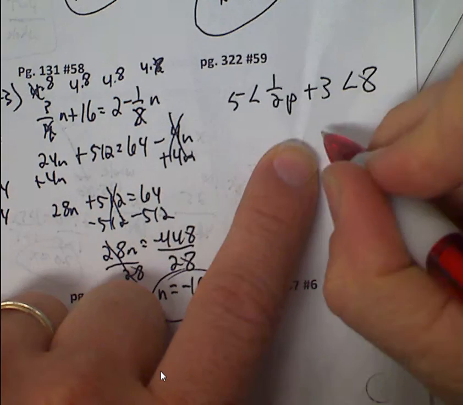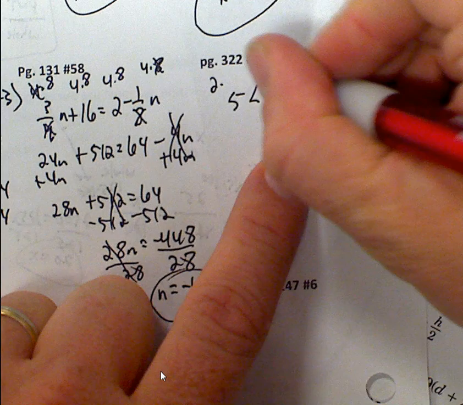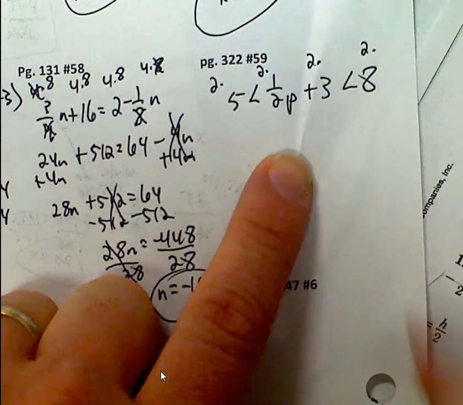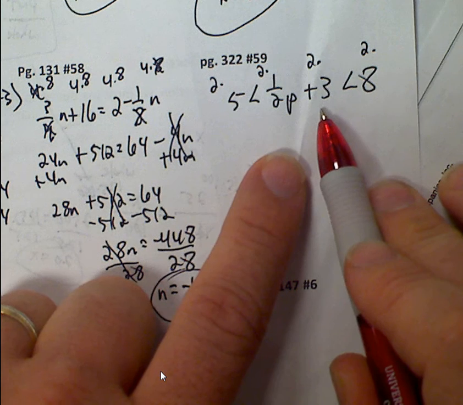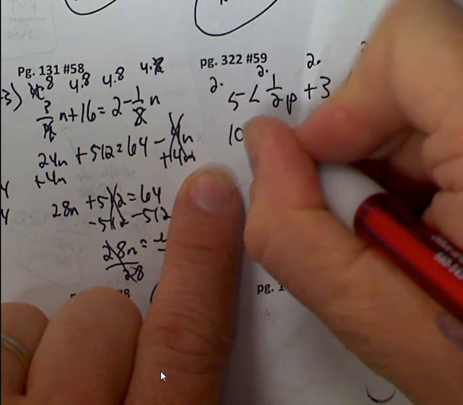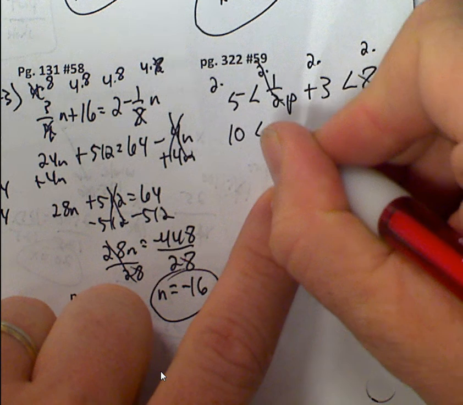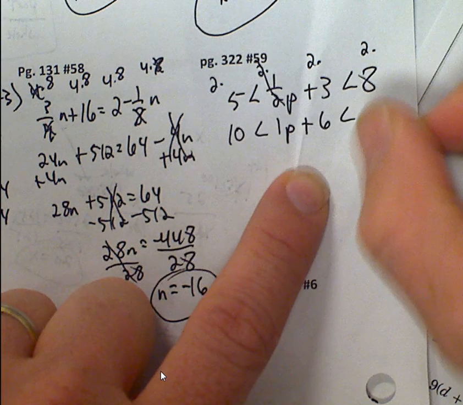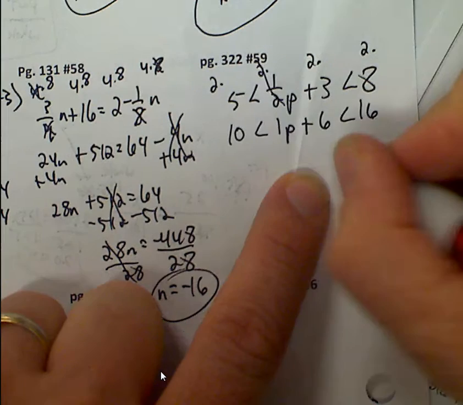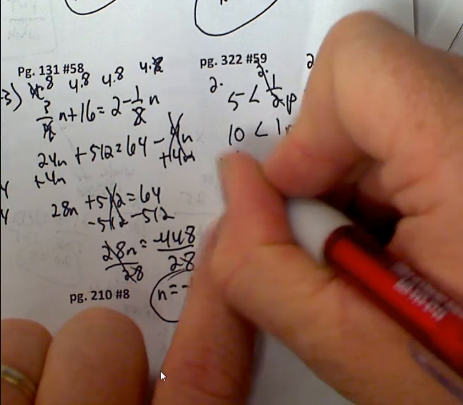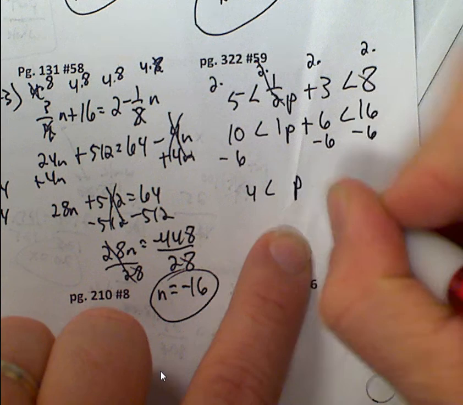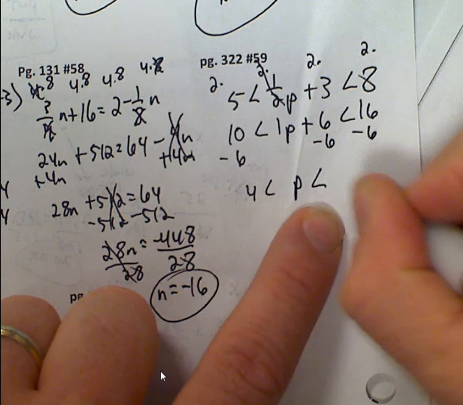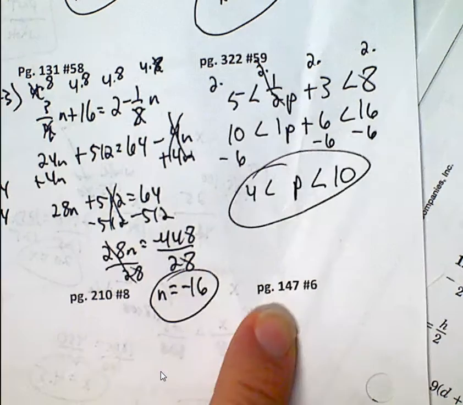If I solve this, I have a denominator. I'm automatically going to multiply everything by 2. Some of you guys are going to bring the 3 over first. You're okay. So this gives me 10 less than 1p plus 6 less than 16. I need to subtract 6 from everything, so that's 4 less than p, less than 10. I'm done.